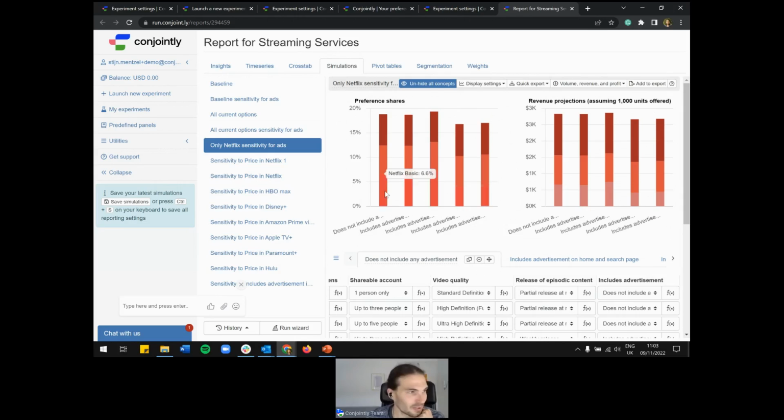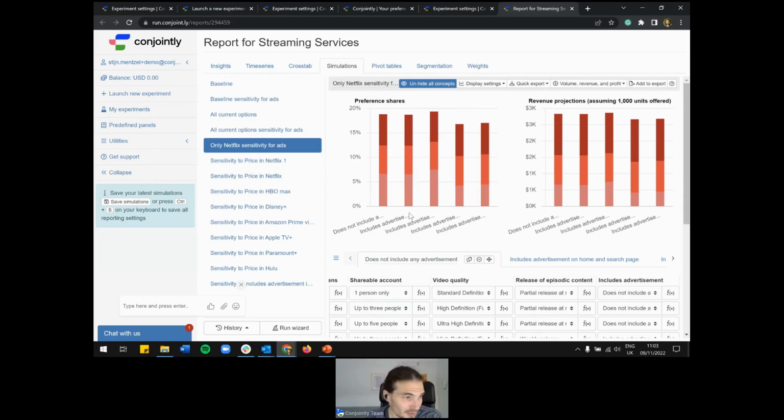The first thing you're probably going to notice is their total doesn't really decrease, and even increases for some reason, with the simplistic ads, so the home screen ad and the beginning and ending ad. But what Netflix is most interested in is what happens to the basic tier. If there's no ads, it's 6.6. If there's ads on the home screen, it's 6.5. So I lose some people.